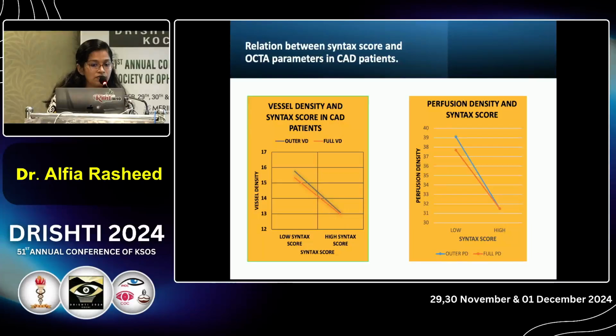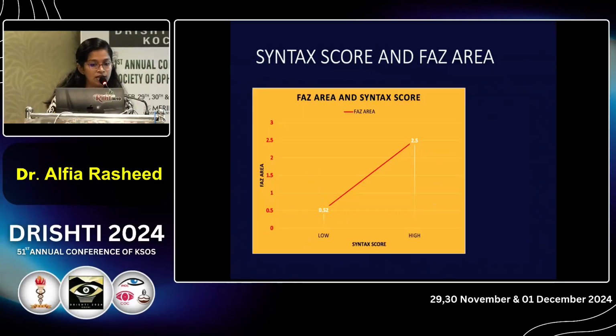The relation between SYNTAX score and the OCTA parameters was considered, and we found that a low SYNTAX score, that means less severe CAD, has better outer vessel density and full vessel density, and similarly better perfusion density. But patients with a high SYNTAX score, that is more severe CAD, have a decline in the vessel density and the perfusion density. Similarly, the FAZ area is well maintained if the patient has a low SYNTAX score or less severe CAD, and a high SYNTAX score or more severe CAD has worsening of the FAZ.